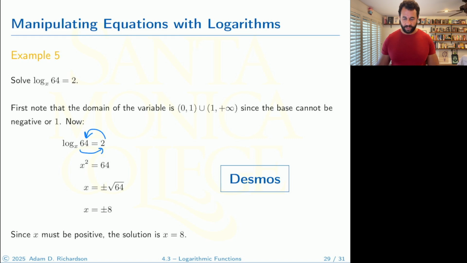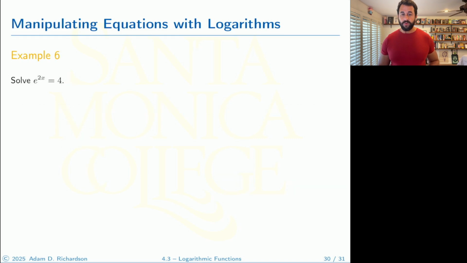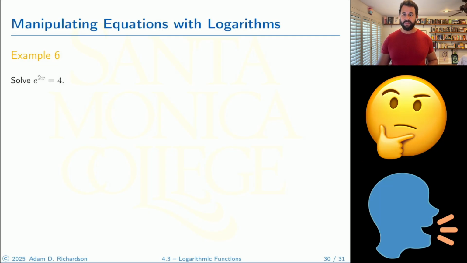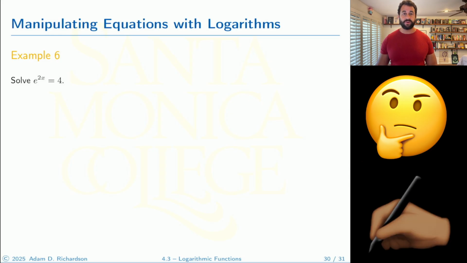All right. Okay, one more example. Try this one on your own and we'll do it together. Think about it for a minute. Say something out loud. Maybe ask yourself the question, are there any restrictions on the variable? Now try to work it out on your own and we will do it together in a minute.